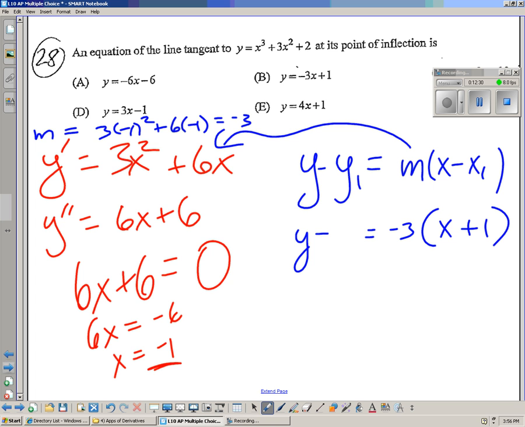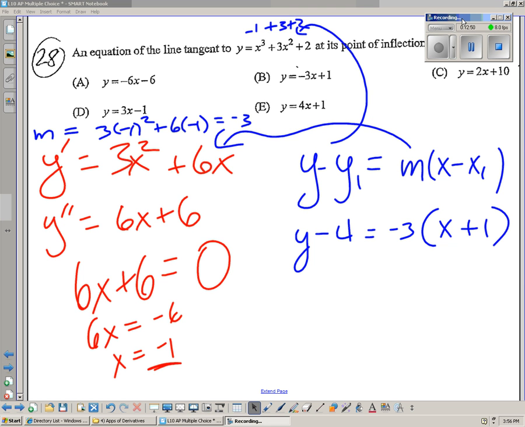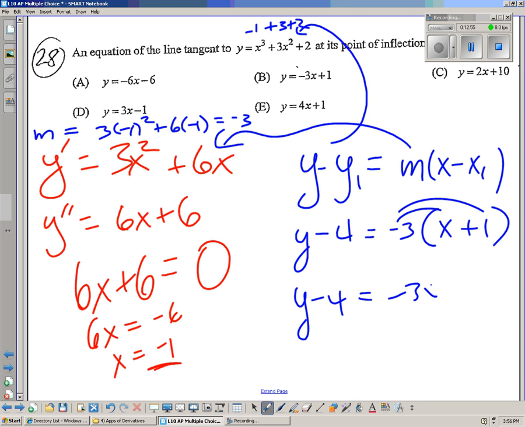And if I want to find y1, we need to go back to the original. So at negative 1, we get negative 1 cubed, which is negative 1, 3 times negative 1 squared, which is 3, plus 2. 3 plus 2 is 5, minus 1 is 4. There we go. And now we have to transform this to look like one of the answers. So here we go. Y minus 4 is equal to negative 3x minus 3. Add 4 to both sides. Y is negative 3x plus 1. Looking like choice B again.